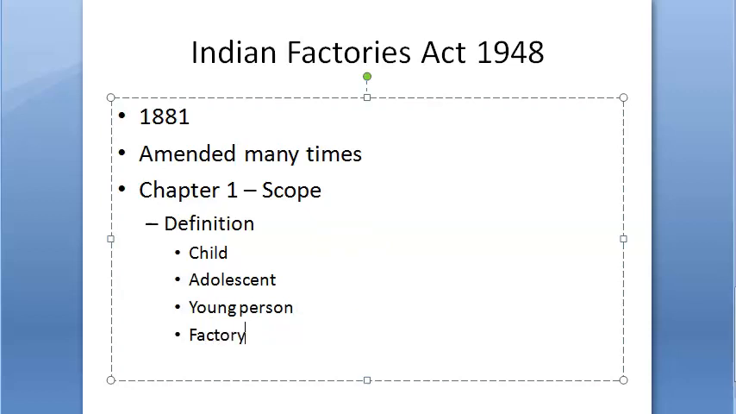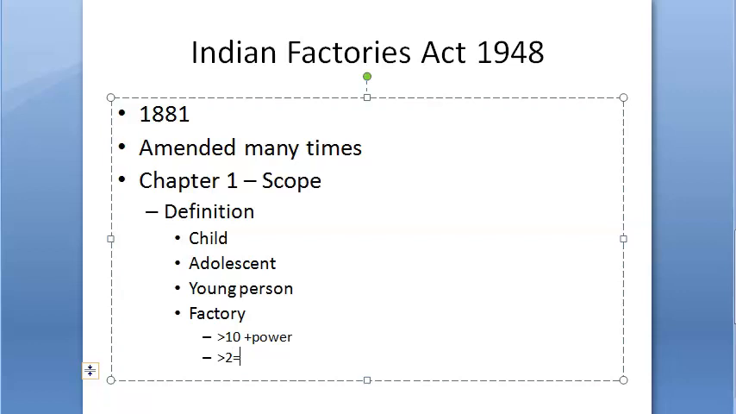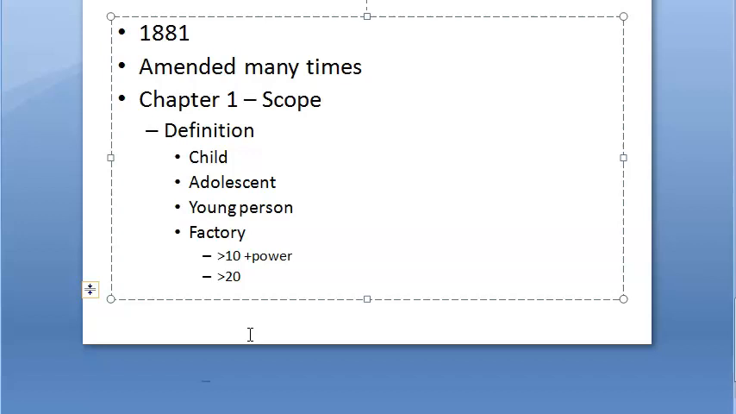What is a factory? A factory is an establishment employing 10 or more workers where power is used, and 20 or more persons where power is not used. So if they use greater than 10 people and power, then it becomes a factory, right? Or if they employ greater than 20 people, even if they don't have power, then it becomes a factory. Is this clear? The definition of factory, have you understood?